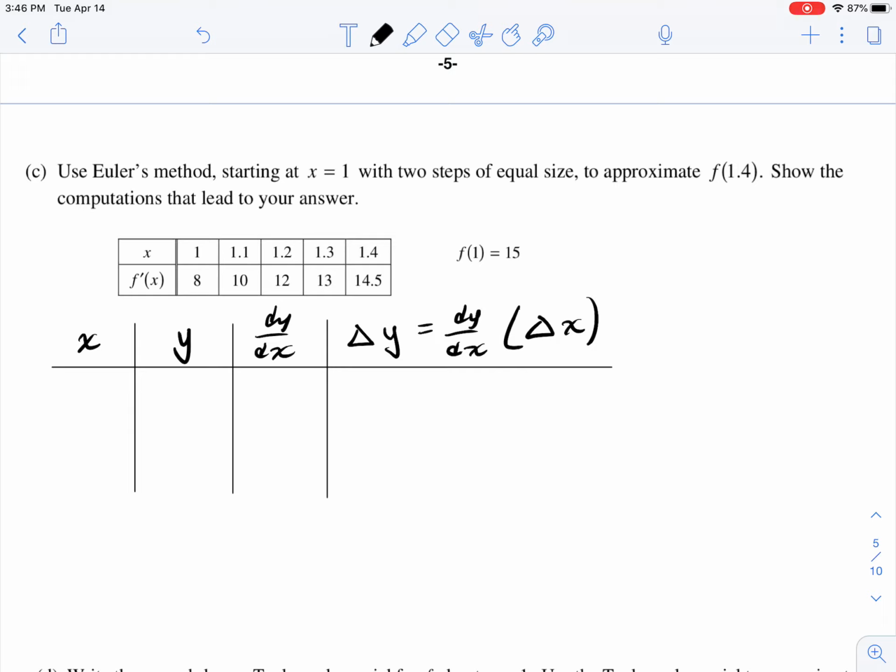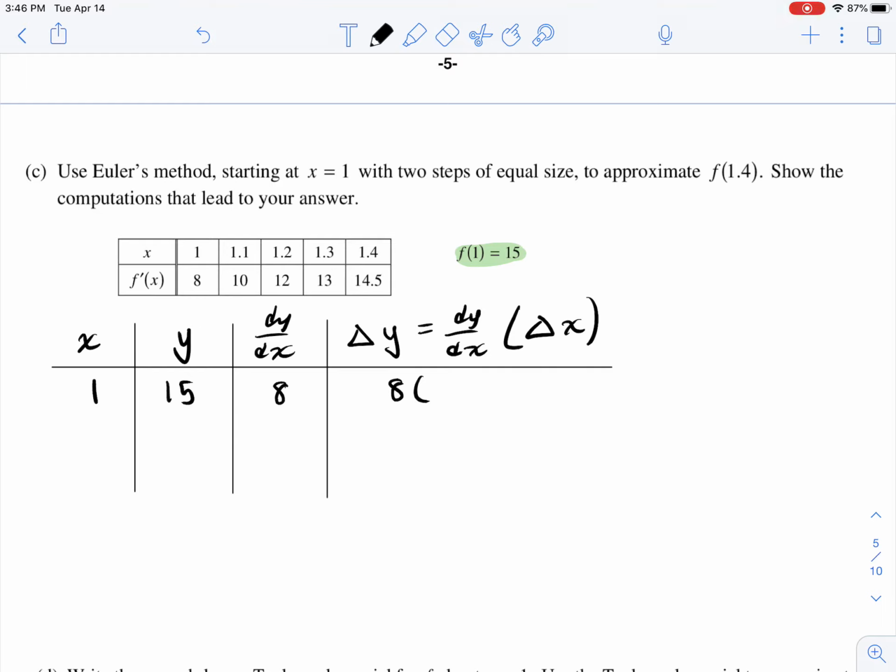So starting at x is equal to 1, let's fill that in. When x is equal to 1, and we've got two steps of equal size, we'll get to that, our y value is 15. Again, f of 1 is equal to 15. When x is equal to 1, y is equal to 15. What is the derivative, or dy dx, at x is equal to 1? Well, we see here that it's equal to 8. So what is our change in y going to be? Our change in y is going to be dy dx, which is 8, times delta x, or the change in x.